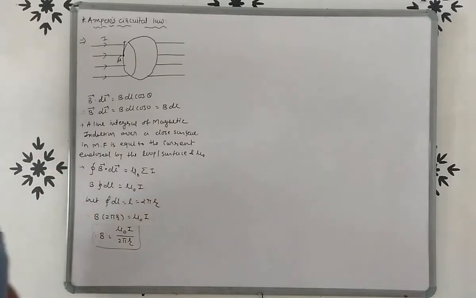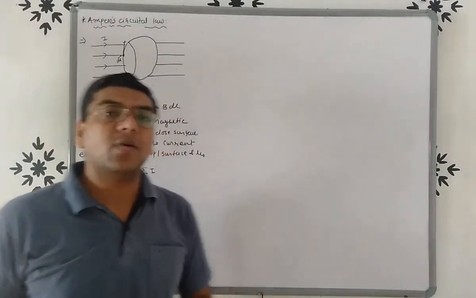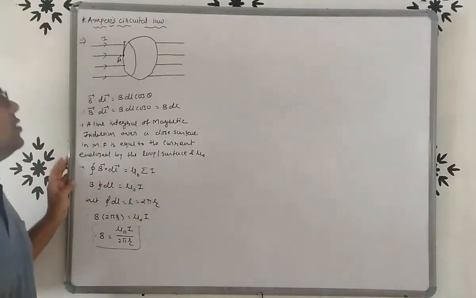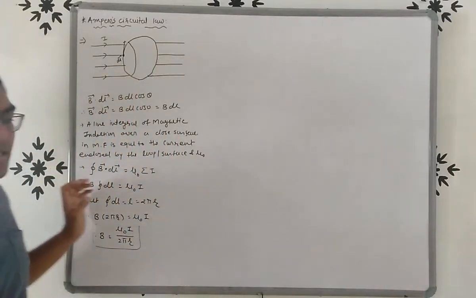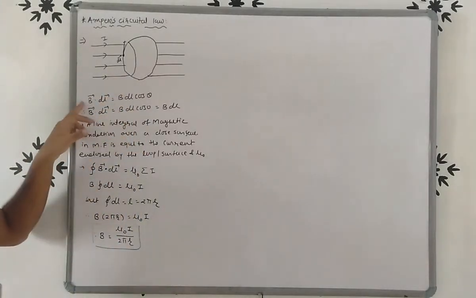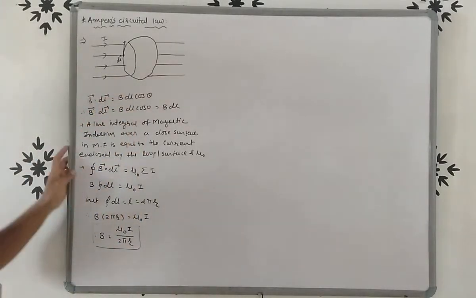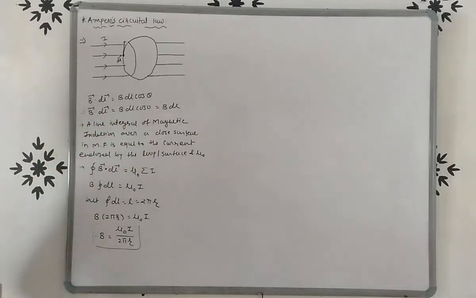Right? Once again, friends, here we consider an open surface having a boundary, having an element of length dl, and the tangent shows the direction of magnetic field. So here the directions are the same, so B dot dl is equal to B dl cos theta, theta is 0, so vector B dot dl is equal to B dl.